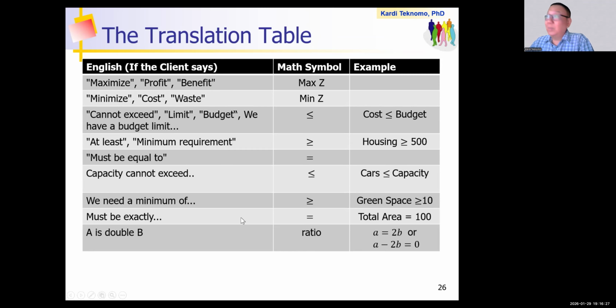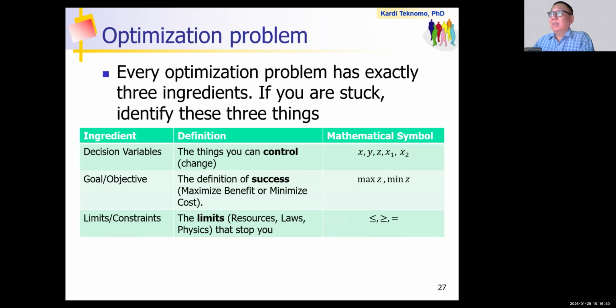I hope you don't get the sign wrong, because if you get the sign wrong, you will get a wrong plan. Is it clear? So remember this: every optimization problem, not necessarily linear programming, consists of 3 ingredients. If you are stuck, identify these 3 things, then you will be in control.